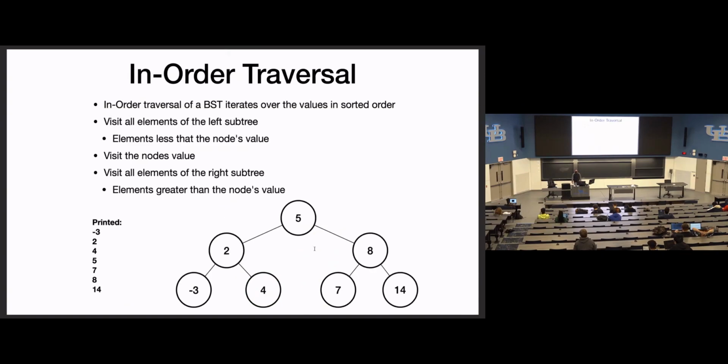If you have a binary search tree, fun fact, do an in-order traversal and you get the values in sorted order. Based on the definition, everything to the left is less than the node. You're going to visit all those first, then you're going to visit the node, then you're going to visit everything that's greater than it. So by definition, an in-order traversal traverses a binary search tree in sorted order.